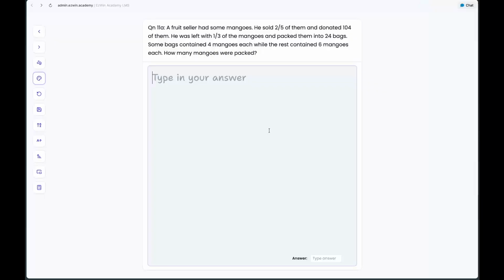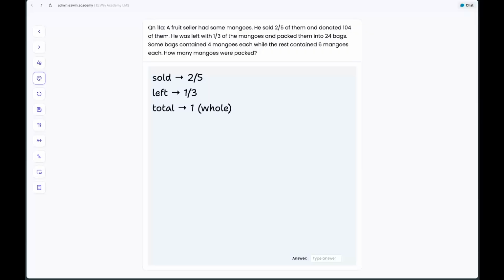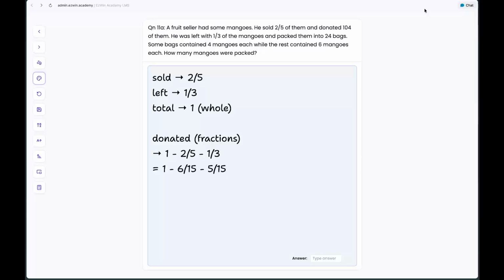So we know that we sold 2/5 of it, and we donated 104, right? And what we are left with is 1/3. So we know that the total is just 1 whole. So donated in terms of fractions will be equal to 1 minus 2/5 minus 1/3. This will then give us 1 minus 6 out of 15 minus 5 out of 15, and donated in fractions will be 4 out of 15.